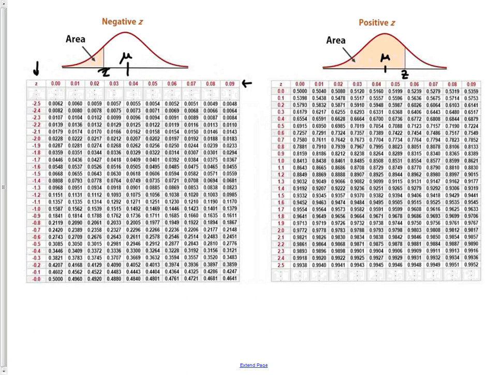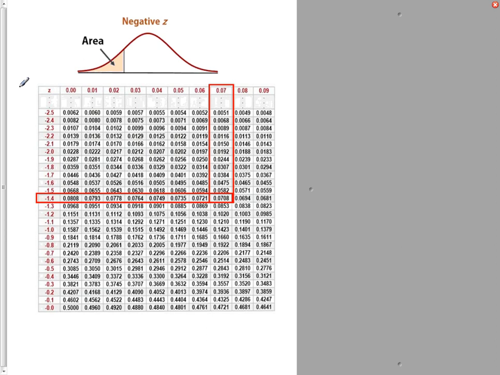Well, let's go through an example. Let's try this out. Let's say that I told you that I was interested in the probability that I had a z value less than negative 1.47. Well, what I would do on my tables, I would find, first of all, negative 1.4, which is the first two digits of my z-score. Then I'd find the hundredth digit.